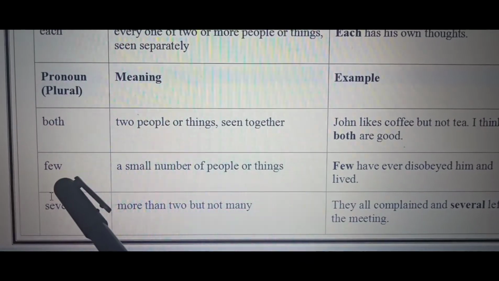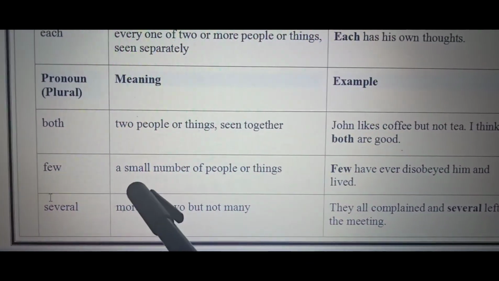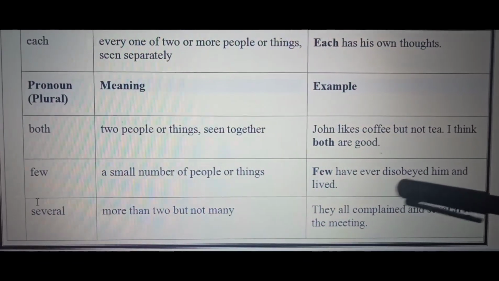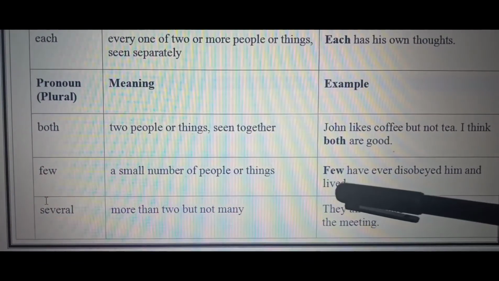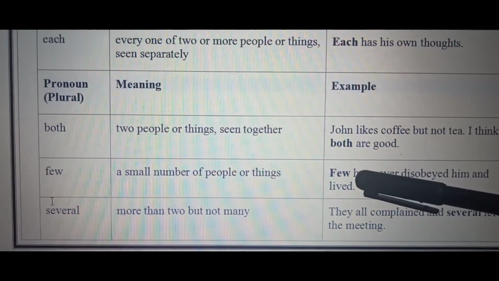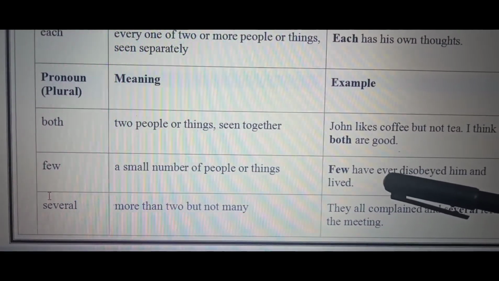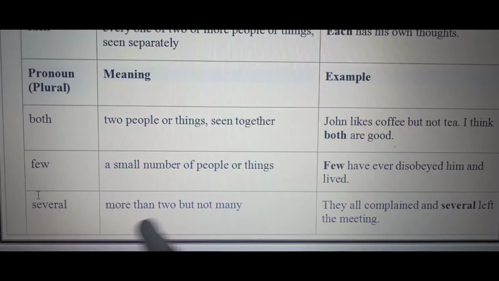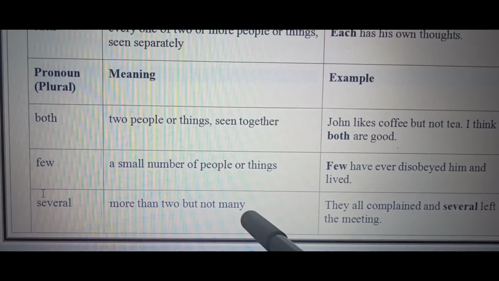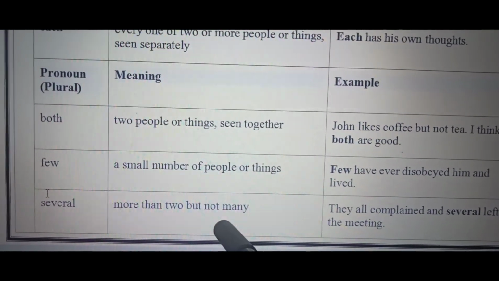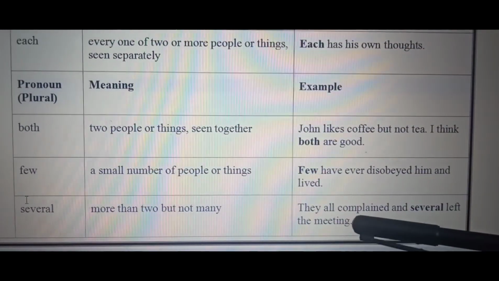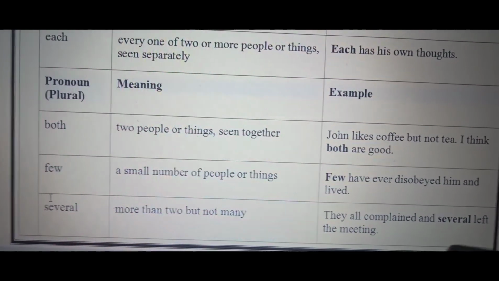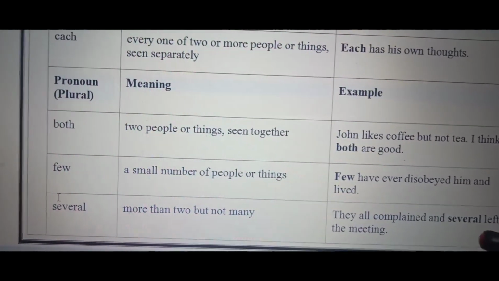Now few. Few is the pronoun which means a small number of people or things. Few have ever disobeyed them and lived. Here we are talking about a small number of people, but it's not clear, right? So that's why it's unspecified. Now several. Several means more than 2 but not many. Whenever we are talking about more than 2, we use the pronoun several. They all complained and several left the meeting. Now how many? Again, it's not indicated. Though it is indicated, it is not specified.